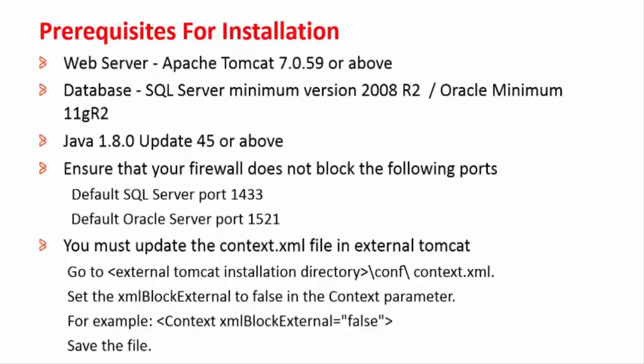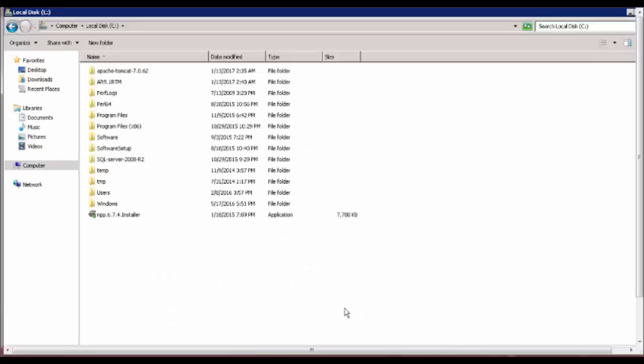BMC recommends that you install BMC Smart Reporting on a different machine only, and assume that your external Tomcat is installed as a service. Now we will see the demo.